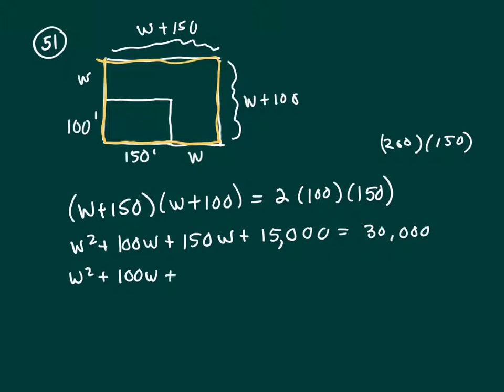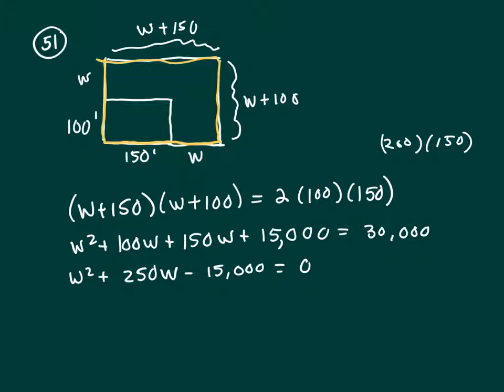This is called a quadratic equation because the highest exponent is a 2. And the way you solve a quadratic, you get 0 on one side. So let's combine the 100 plus 150, and that will give me 250W. And let's subtract this 30,000 from both sides. That gives us minus 15,000 equals 0.